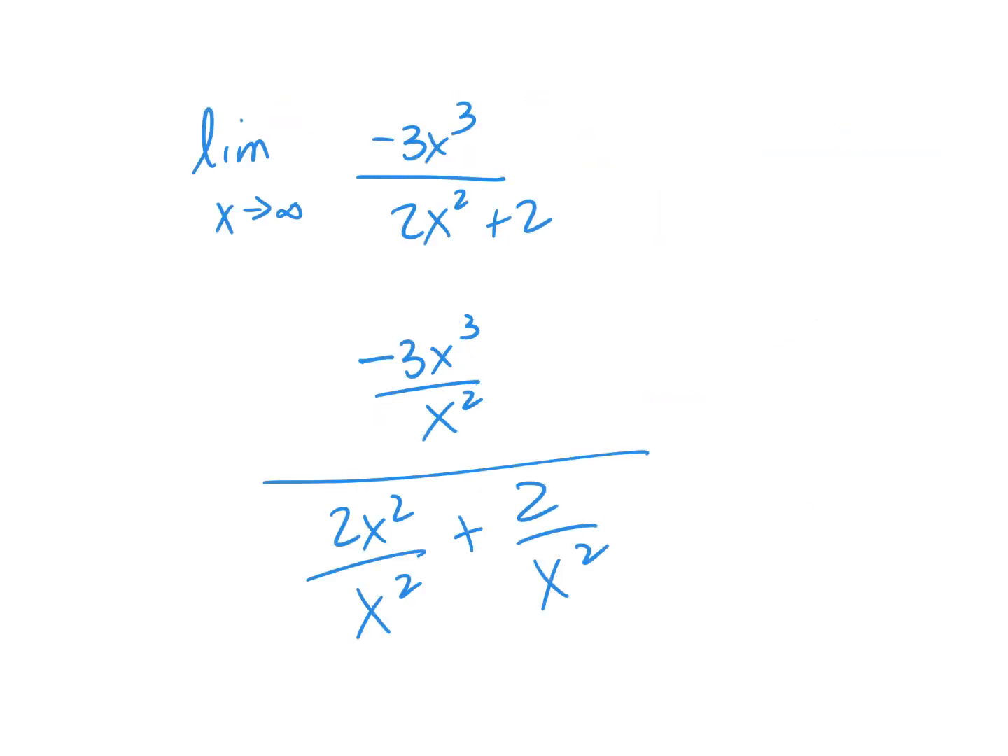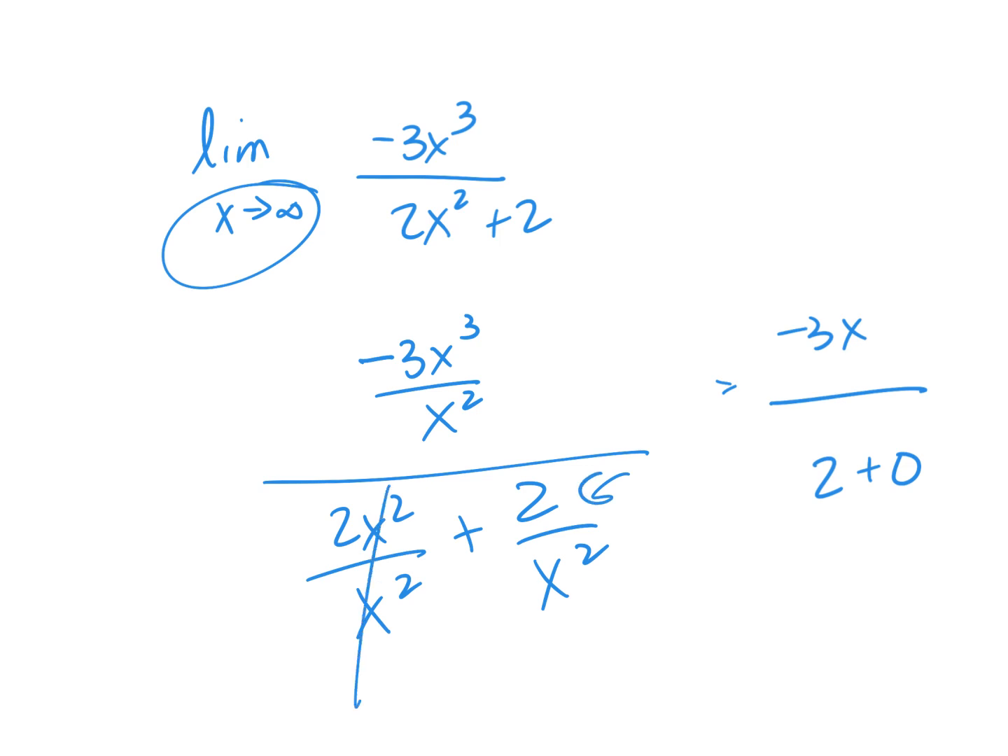So I divide everything by x squared. Up here, it turns into negative 3x over 2 plus 0, really, because when you put in infinity, this is going to turn into a 0, and this goes away, so it's 2. What is negative 3 times infinity? Negative 3 times a humongous number is going to be a what? Negative infinity.